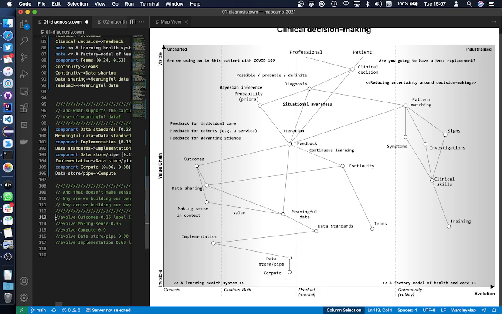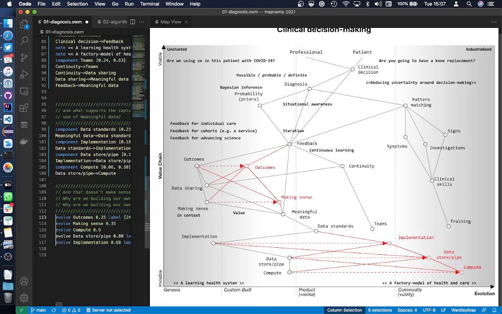So at the moment, what we're trying to do is move to a focus on outcomes, in making sense of meaningful data, and on building open implementations, open source implementations of data standards, and making data standards and data interoperability a commodity, ubiquitous across our ecosystem, and moving to generic computing services such as our cloud providers.